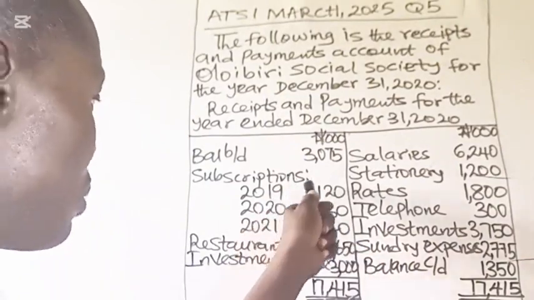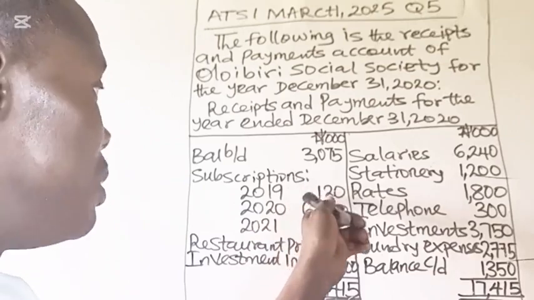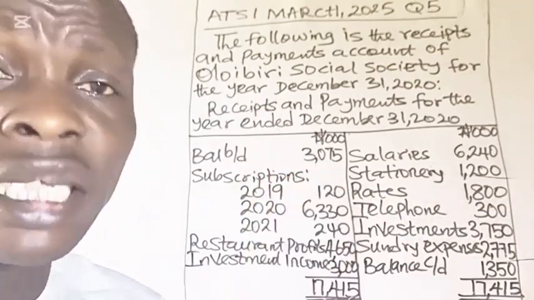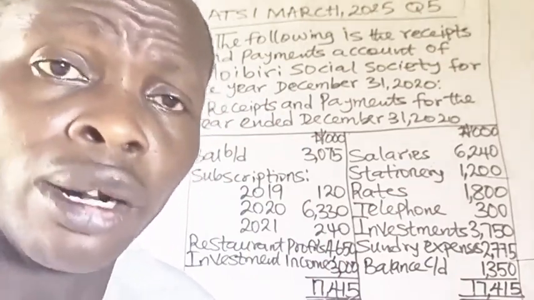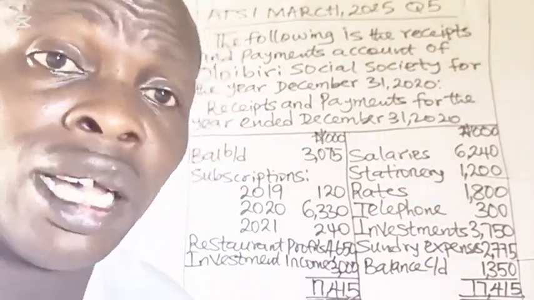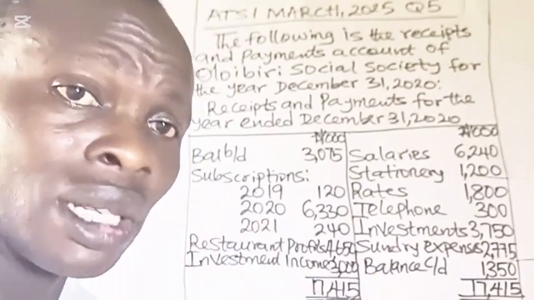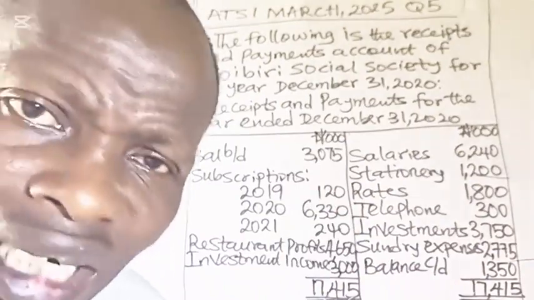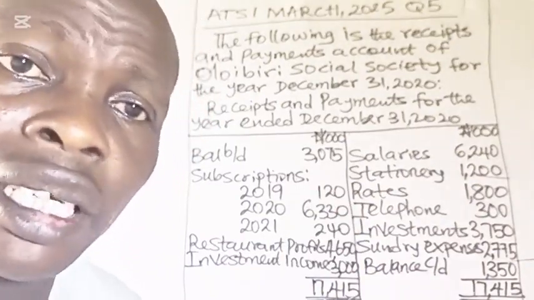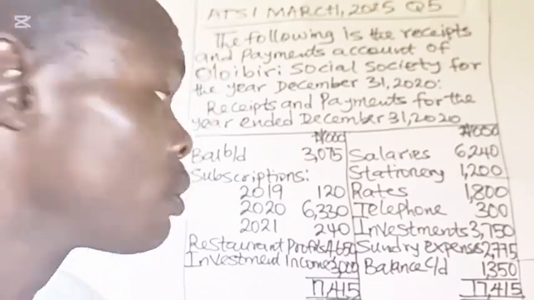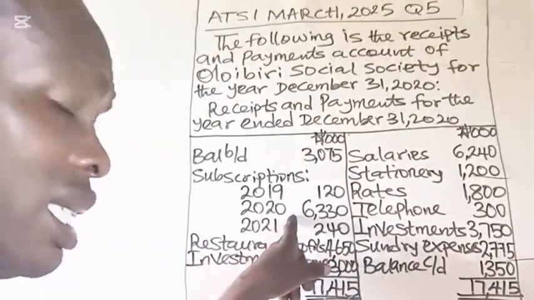This subscription was made for 2019. That means it was in arrears in 2019. It still remained outstanding in 2019. It has not been received as of 2019. That subscription was not meant for the year 2020. It is meant for the year 2019, but was received in the year 2020.